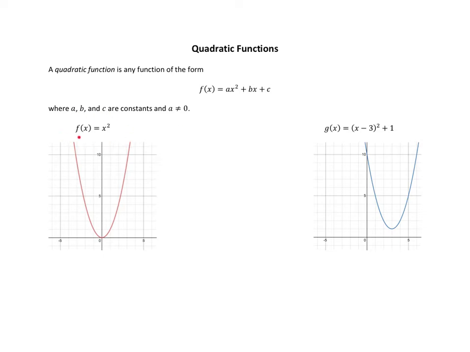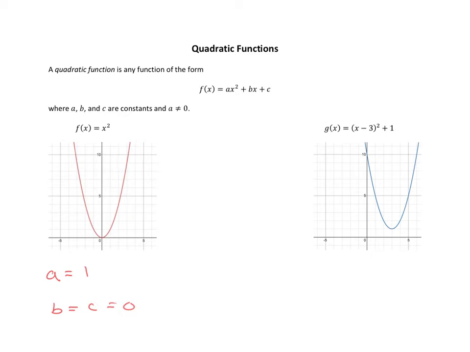Looking at this one over here, f of x is equal to x squared. This is probably the most basic quadratic function we could have. So in this case, we have that a is equal to 1, and b and c are both equal to 0. And the basic shape is this U-shaped graph. This one's opening upward, and that's because a is a positive number. There's a positive 1 here. But if a were negative, the graph would be upside down.